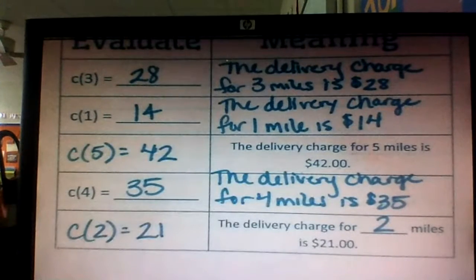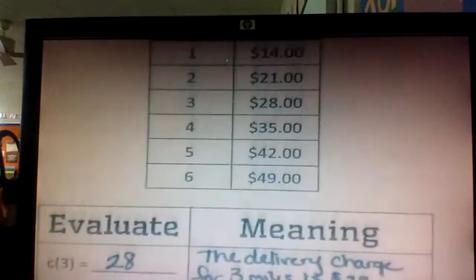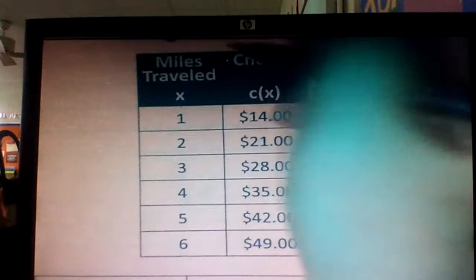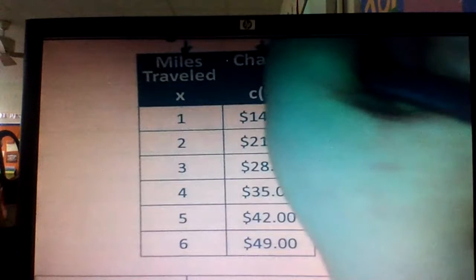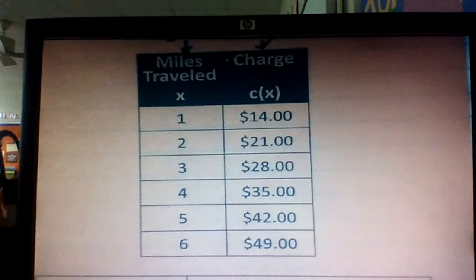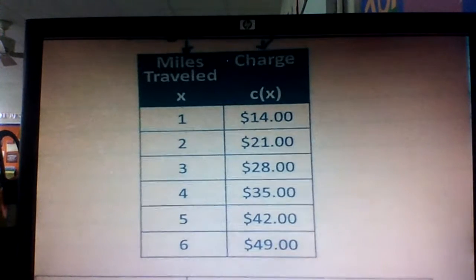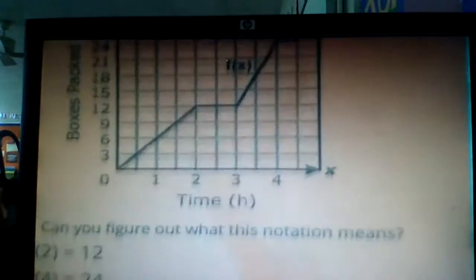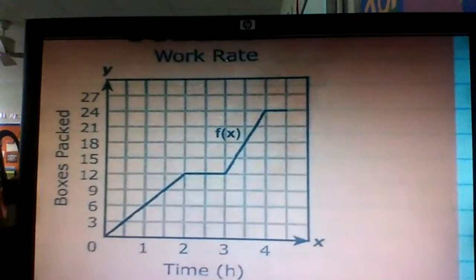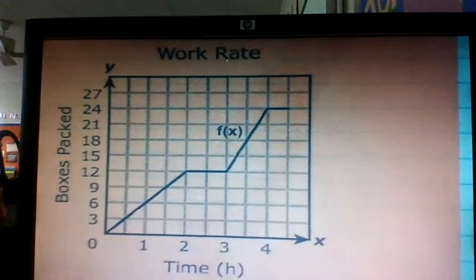Okay. How we do? Good? Okay. So it's all a matter of understanding what is my input and what is my output. Those are going to be your biggest things. Paying attention. Let's take a look at this last one.